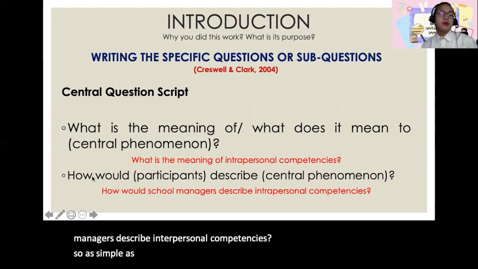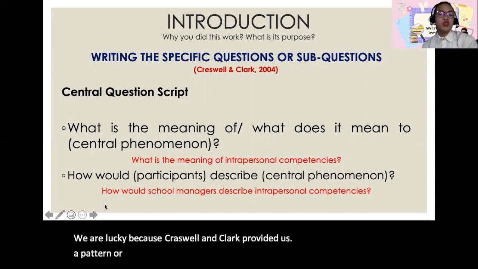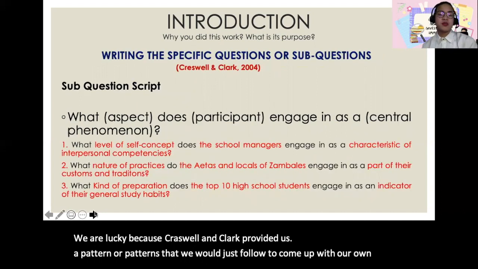So we are lucky because Creswell and Clark provided us a pattern, or patterns, that we would just follow to come up with our own central questions.